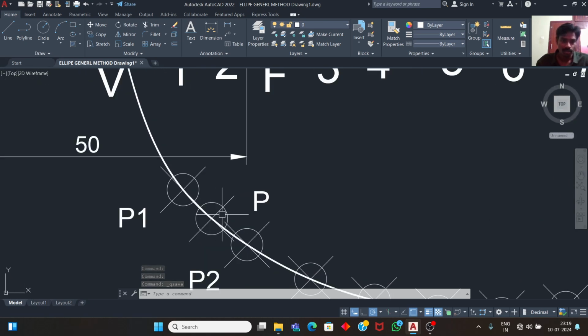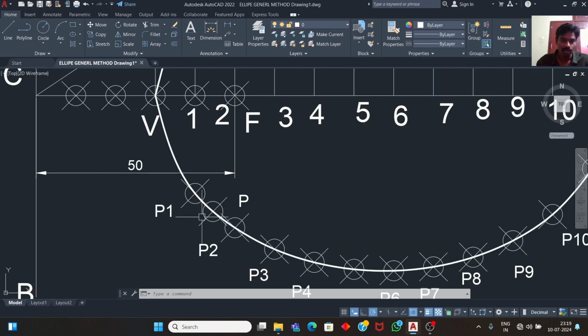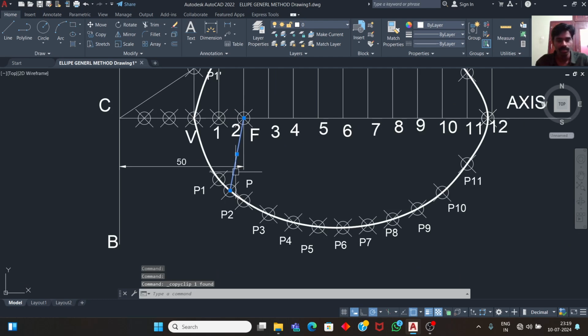So first of all, locate a point anywhere on this curve. This point to this focus, join a line with the help of the line command. Join this point to this focus point. Draw a line. Next, copy this line and paste it somewhere.